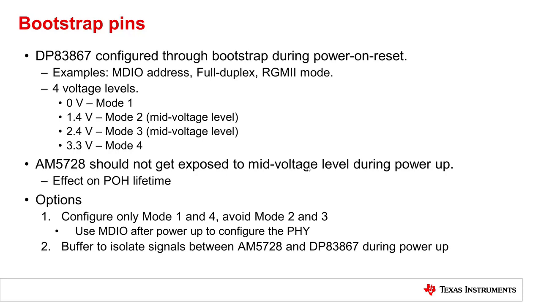So you have two options when you're working with the bootstrapping modes with the DP83867 and the AM5728. Option 1 is configure only mode 1 and mode 4 and avoid mode 2 and mode 3. This can be done because you can configure the PHY after power up over MDIO. Or the second option is that you add an isolation between the signals of the AM572 and the DP83867 while the devices are powering up.